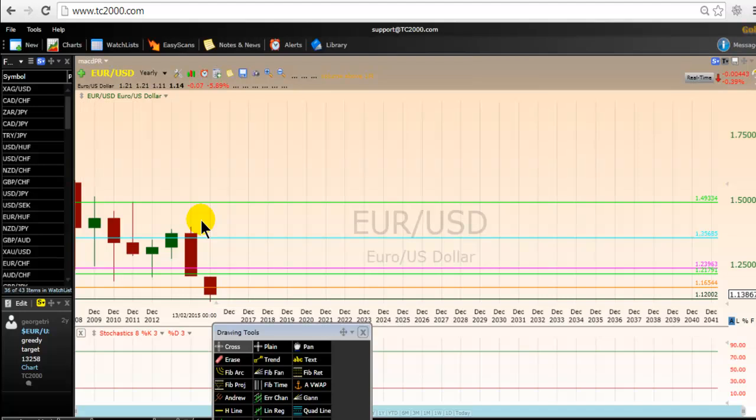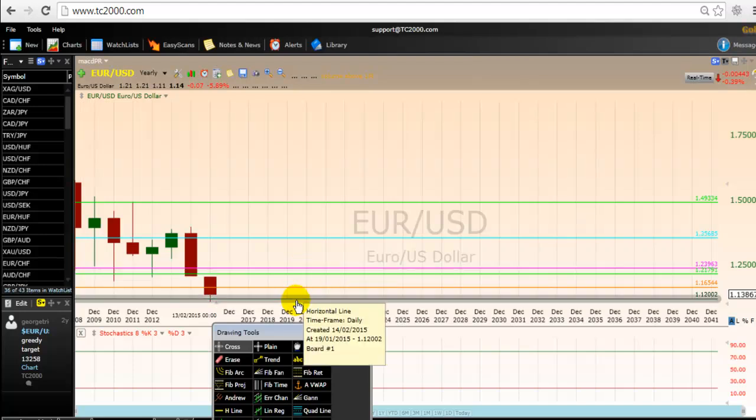The key support level 1 is the projection of half of the green channel. You see, this is the half of the green channel. If you project it down, it will bring us to key support level 1 at 10790. You don't want to forget that level.